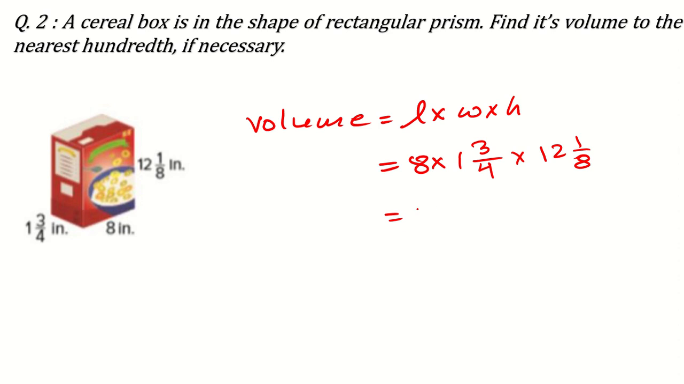Now you can convert it into decimal, or if you want you can convert it into an improper fraction. Whatever you want you can do. I'm making it into decimal because finally we have to find the answer in decimal places. So why waste time calculating in improper fractions? So 3/4 means 0.75, and 12 and 1/8 is 12.125, since 8 ones are 8, 8 twos are 16, 8 fives are 40. Now we will multiply it.